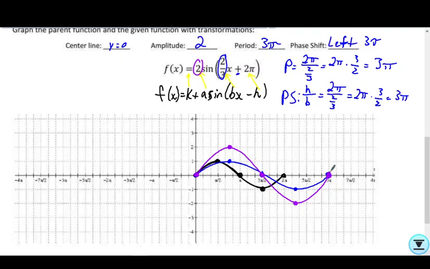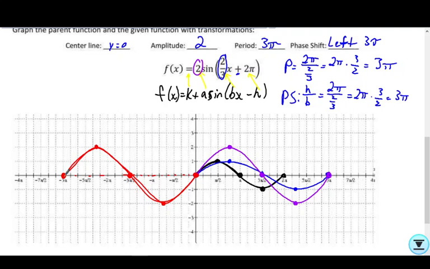Now we're going to go left 3 pi. So this is going to get shifted all the way over to -3 pi. And since my period is 3 pi long, it'll end here at 0, because -3 pi to 0, that's 3 pi. The middle will be right here. Then right here, I'm at 2. And then right in the middle here, I'm at -2. And that is my sine wave.